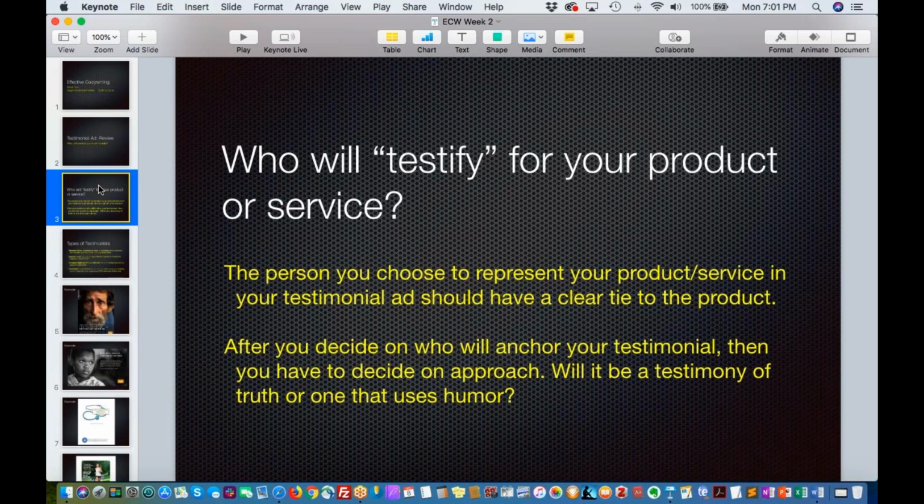So someone who you can really connect to the organization, someone that's honest and trustworthy, because when you're using a testimonial, you have to believe the person and what they're saying. So you want your person to be someone who is clearly tied to the organization. Once you decide who you're going to use to anchor your testimonial, then you can decide on the humor. If you want to use humor, I showed some examples last week with the dog ad on how you can use humor or other types of personification.